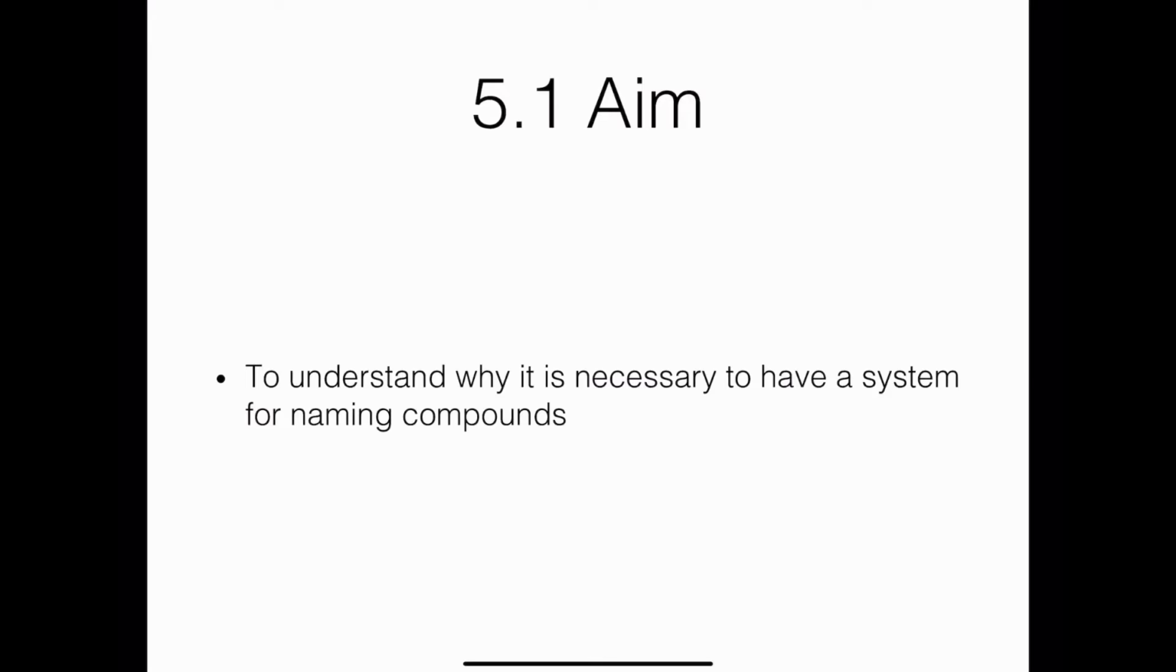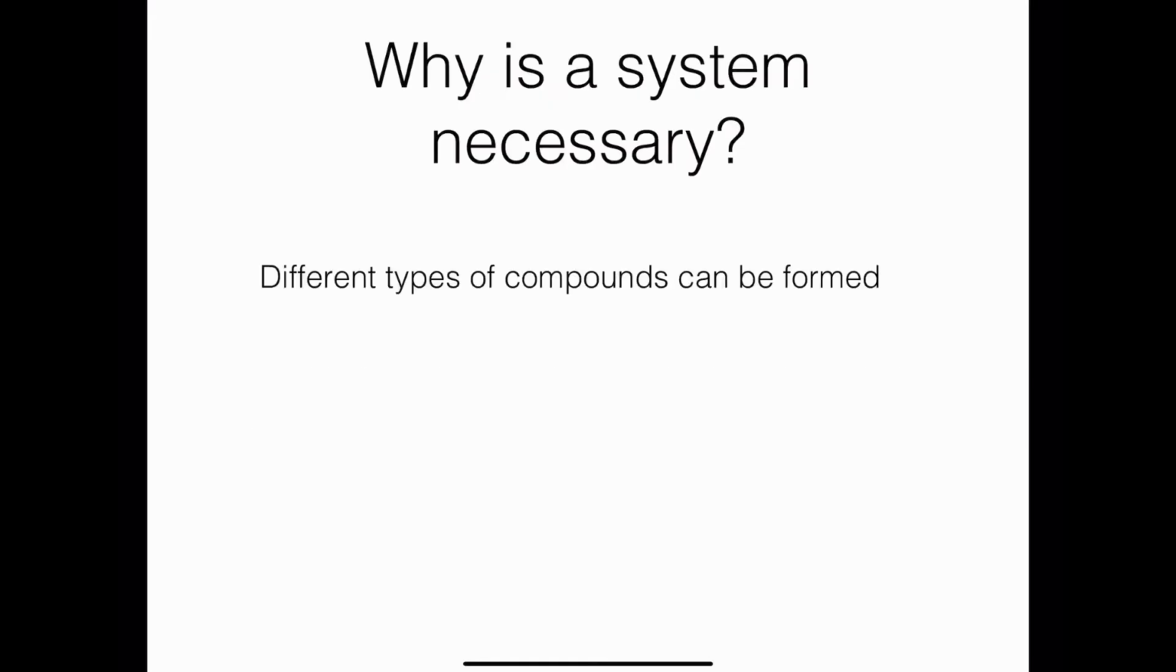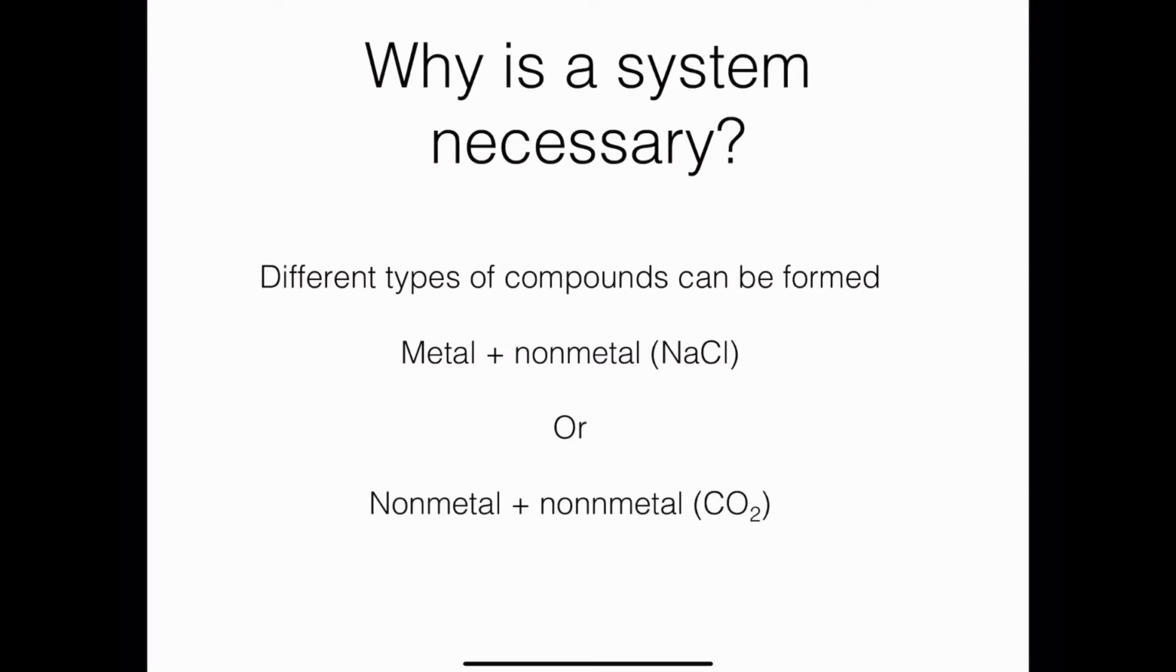And similarly, the same thing applies with Chapter 5 and what we call nomenclature. So why is a system necessary? Different types of compounds can be formed, and it's important for us, as we're communicating through names and formulas of compounds, that we understand what those names and formulas are referring to. For example, we have the first type of compound, which could be a metal and a non-metal. And then the second type of compound, these are the two main classes, can be two nonmetals put together. Now these are named in different ways, so that helps us differentiate between the two types of compounds.